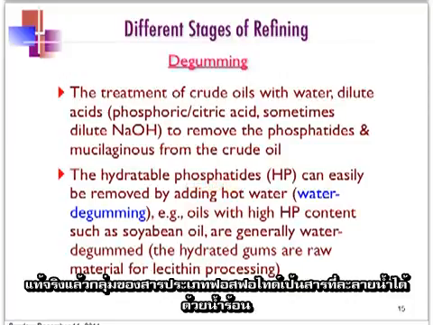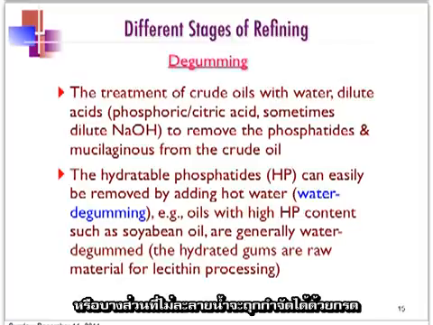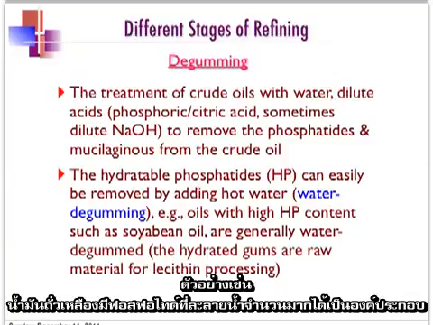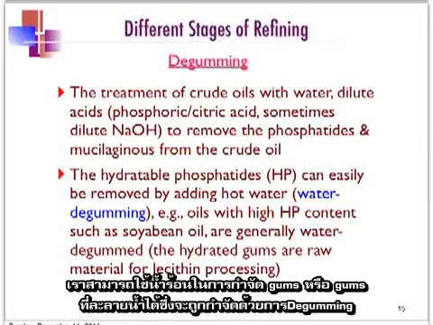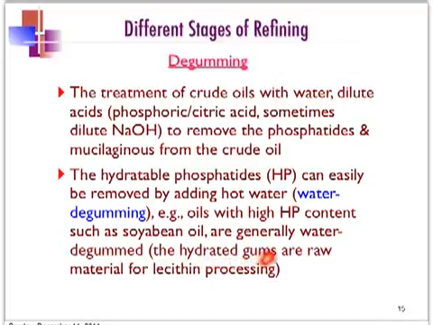One is called hydratable phosphatides, which can be hydrated by using hot water, and the other one is non-hydratable phosphatides, which can only be removed by using acid. So for example, soybean oil contains a high amount of hydratable phosphatides. So we can use hot water to remove the gums, and the hydrated gums that we remove from the soybean oil actually can be used as a raw material for lecithin processing.